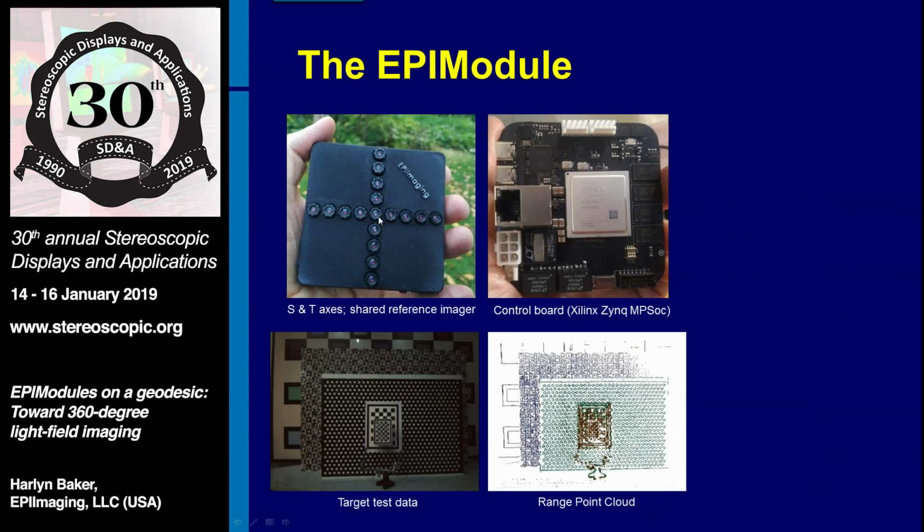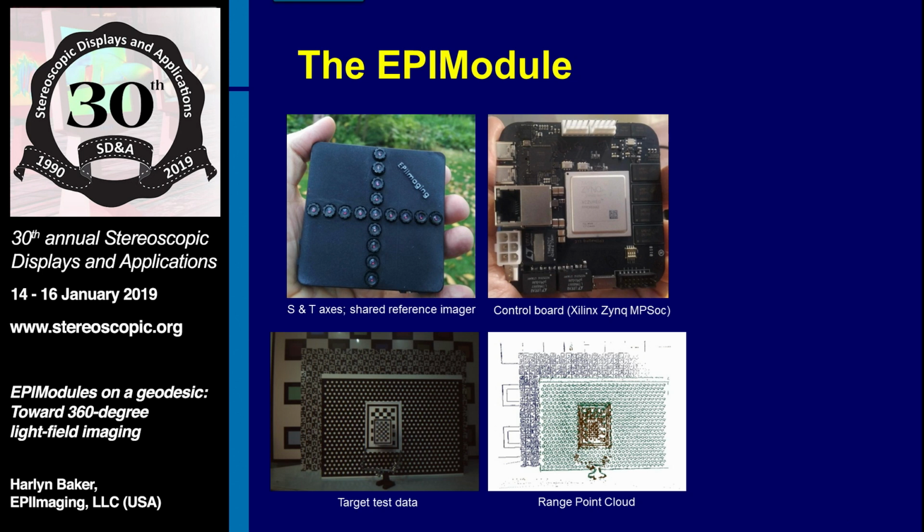There's the EPI module we built. It's about 4 centimeters square, 9 images up and down. In light field terminology, this is an S axis, and that's a T axis, S and T, and they share the reference imager right here. So whatever's going on in this is going on in that, as indicated by what they both see in the reference image. So that ties them together.